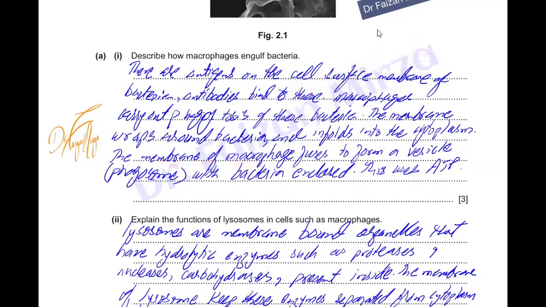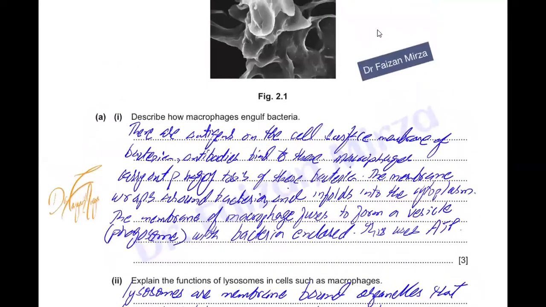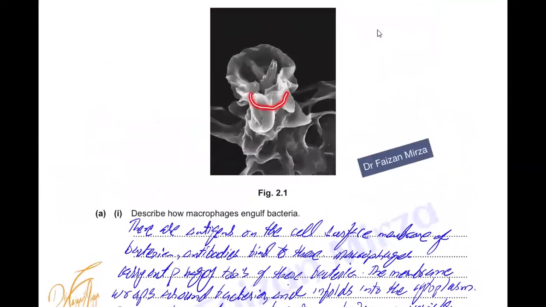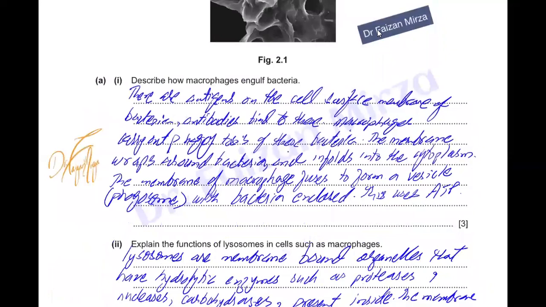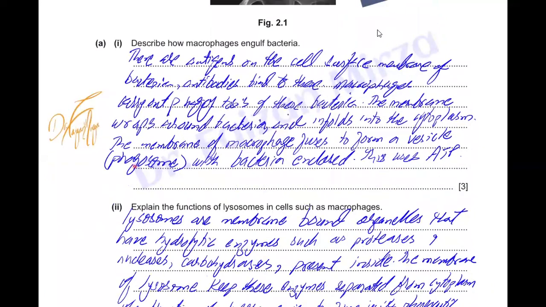The membrane of the macrophage fuses to form a vesicle. The fusion of the membrane to form a vesicle will fetch you a mark as well. And then the phagosome is formed. I have mentioned the phagosome in parentheses because this will not get you a mark, although I mentioned it just to make sure that you connect the term with the bacteria enclosed, and this uses ATP. So this is the description provided.